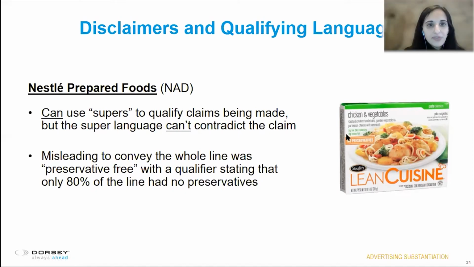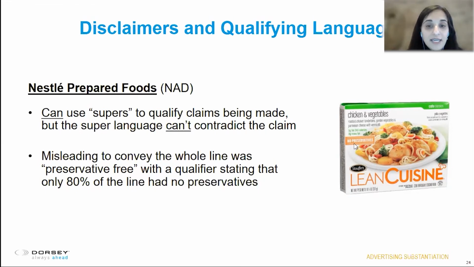All right, so let's keep it moving so we cover everything we want to cover. Disclaimers and qualifying language. Disclaimers are super important, as we've mentioned a couple of times here. Qualifying language can really help you explain a claim, but I think that you have to be very careful. You can't use disclaimers and qualifying language to change the meaning of a claim, to contradict the meaning of a claim, or to make a claim that's misleading. You can't change the meaning of it.